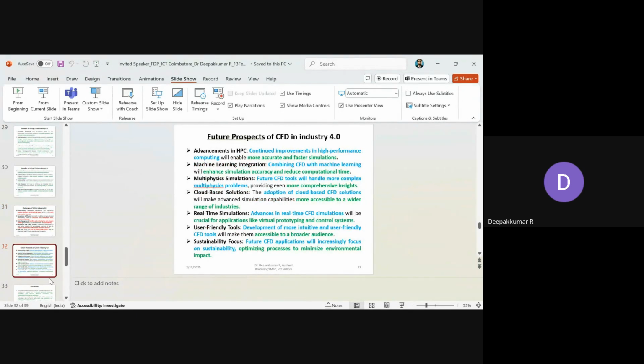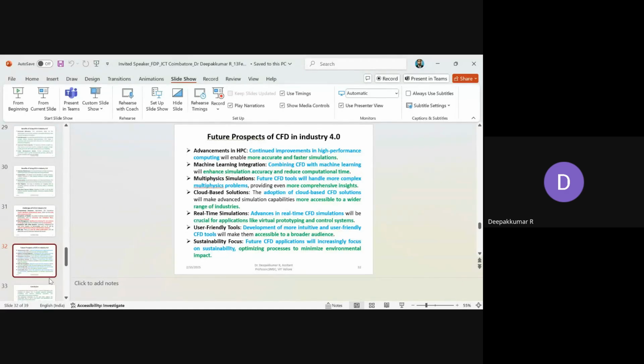And the future perspective of CFD in Industry 4.0. Advancement in HPC, high-performance computing: continued improvement in high-performance computing will enable more accurate and faster simulation. Machine learning integration: combining CFD with machine learning will enhance simulation accuracy and reduce computational time. And multi-physics simulations: future CFD tools will handle more complex multi-physics problems, providing even more comprehensive insights.